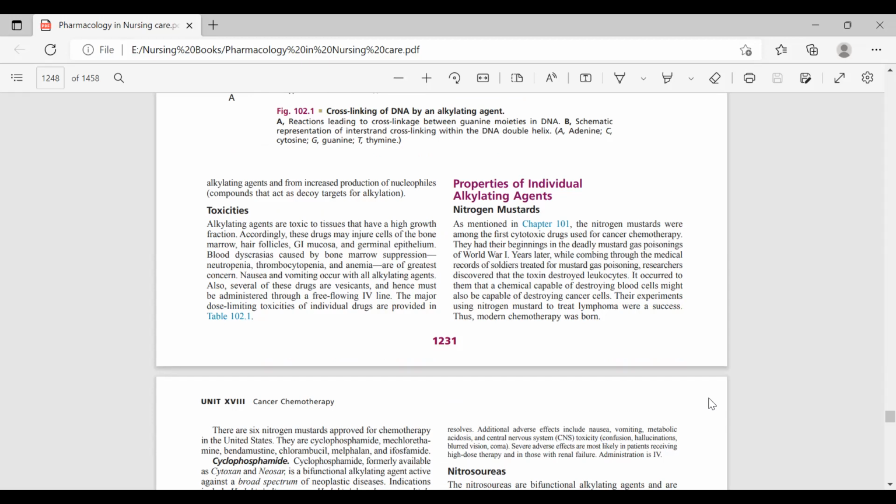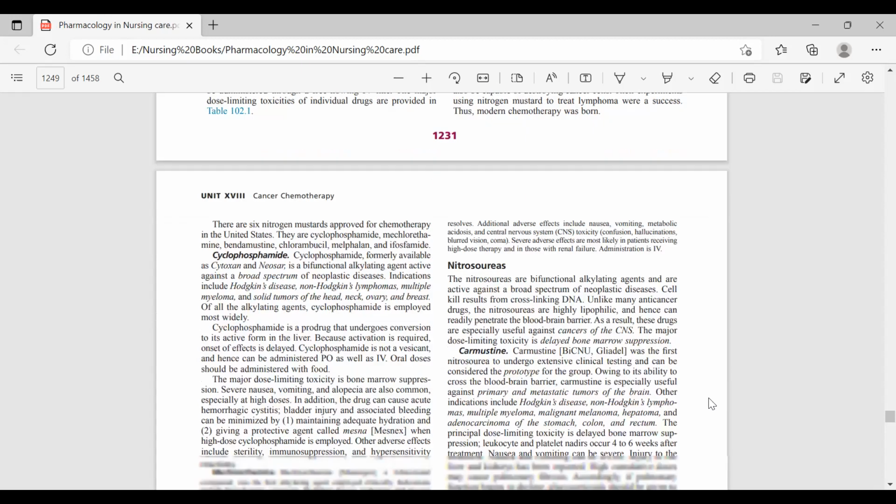They had their beginnings in the deadly mustard gas poisoning of World War One. Years later, while combing through the medical records of soldiers treated for mustard gas poisoning, researchers discovered that the toxin destroyed the leukocytes. And it occurred to them that a chemical capable of destroying blood cells might also be capable of destroying cancer cells. Their experiments using nitrogen mustard to treat lymphoma were a success, thus, modern chemotherapy was born.